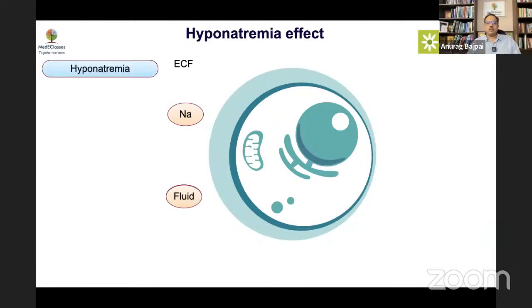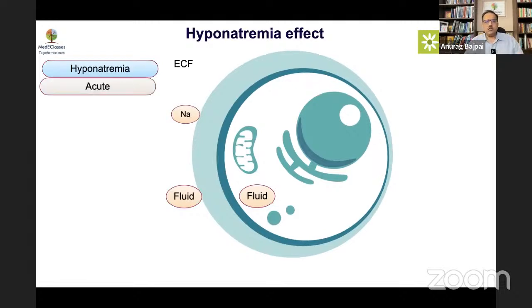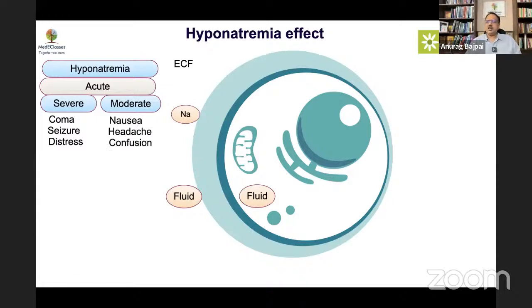If your fluid tonicity is less, your fluid will go inside the cells. It will cause swelling of the neurons, and that is going to cause acute problems. If there is a rapid fall, you will have features like coma, seizures, and respiratory distress, which is acute severe hyponatremia. If it's a slower fall, the moderate features will be nausea, headache, and confusion. Identifying these symptoms is very important, because when we talk about treatment, you need to know whether it is acute, severe, or moderate, because the guidelines are different.